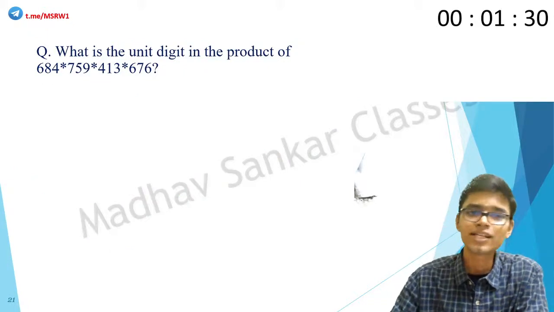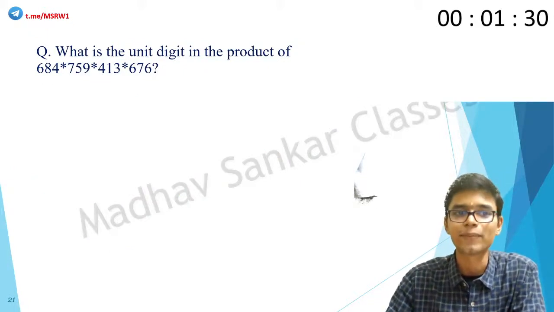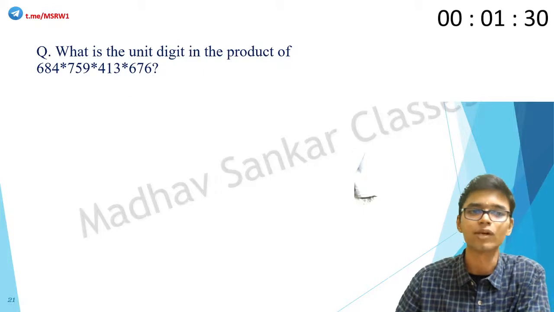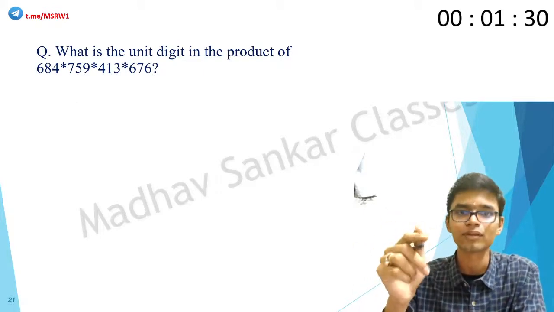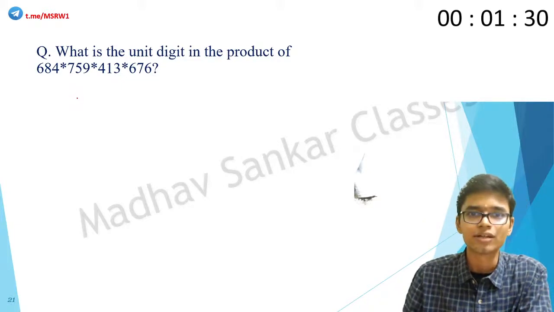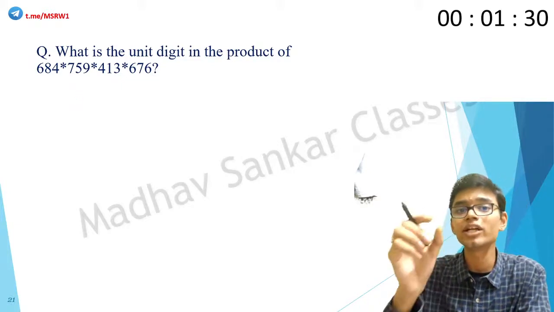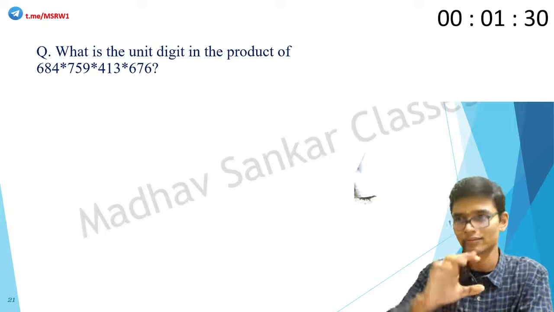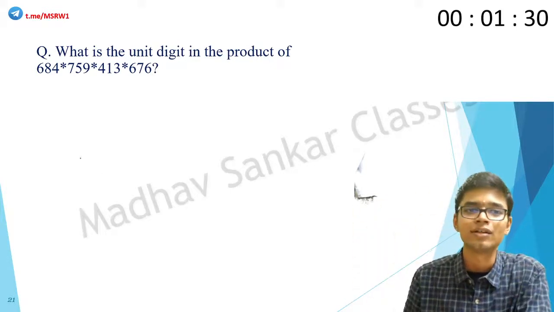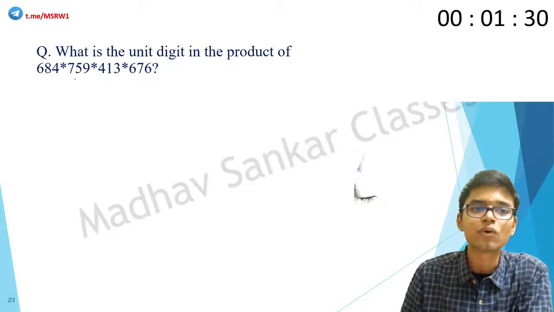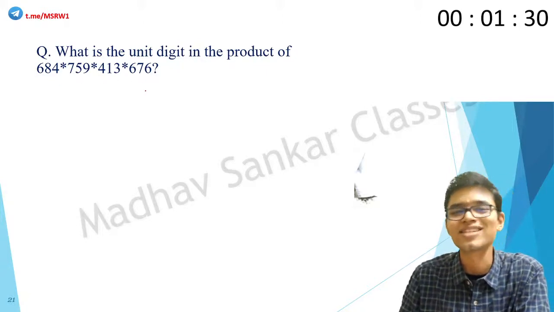Another one. What is the unit digit in the product of this long one? Okay, this one I am going to do, the next one you do. This is another kind of question. You will be asked to find out the unit digit in a given number, or an equation or something like that. Here, the calculation is 684 into 759 into 413 into 676.